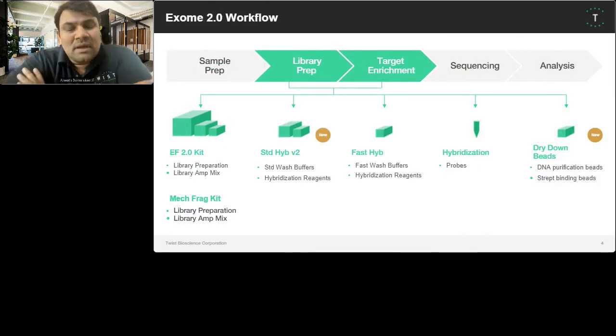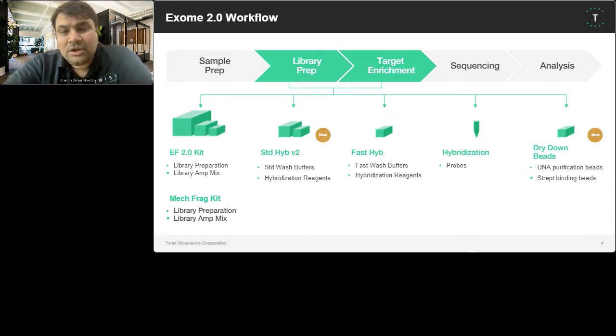Paired along with the exome, we offer multiple configurations of our kits, an enzymatic fragmentation kit or a mechanical fragmentation kit, depending upon the type of DNA that you're interested in. And then we also introduced a new hyb system, the Standard Hyb V2 system, with this Exome 2.0 that actually adds to the performance of the current exome version. And it also provides the flexibility of using our existing Fast Hyb. Both give the same data-wise performance for both the Standard Hyb V2 and the Fast Hyb. And it comes with our QC probes.